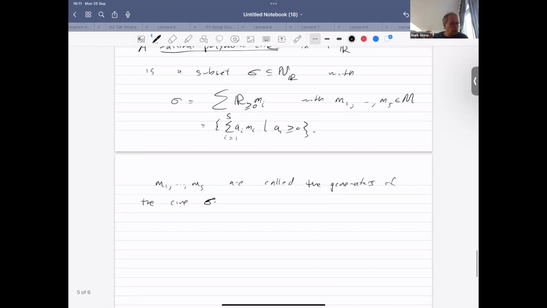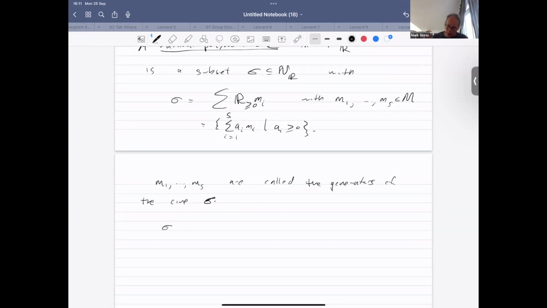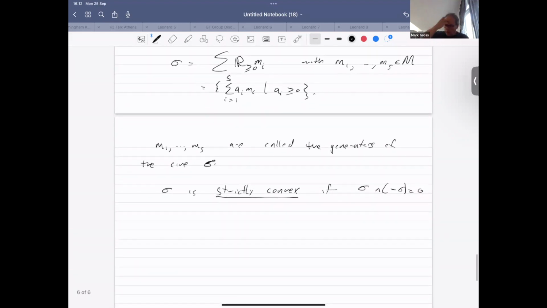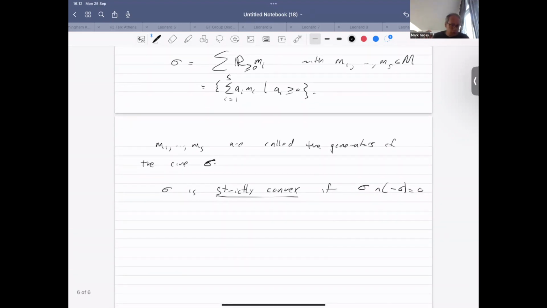Okay, we also say the cone is strictly convex if sigma intersect minus sigma just consists of zero. So the only point of sigma such that minus it is also in sigma is zero. Okay. And generally we'll be interested in strictly convex cones in N.